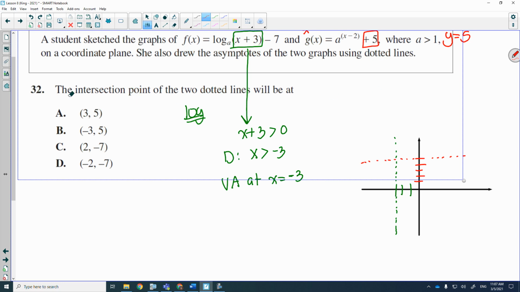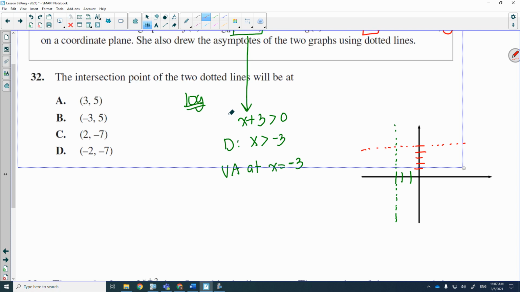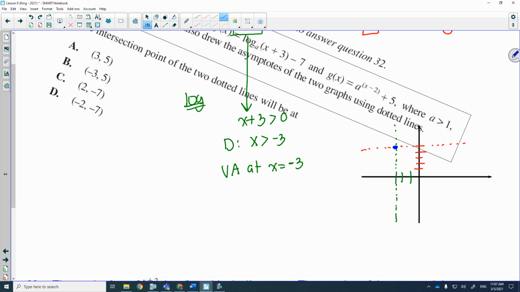The question is, the intersection of the 2 dotted lines is that point right there. Brandon, what's that answer? Yes, (-3, 5).